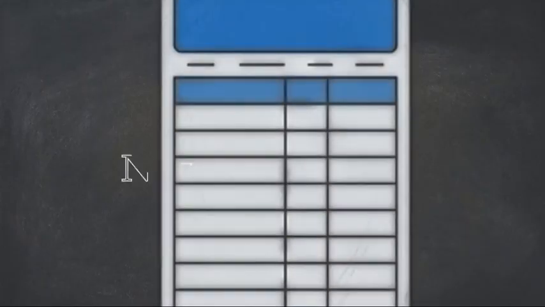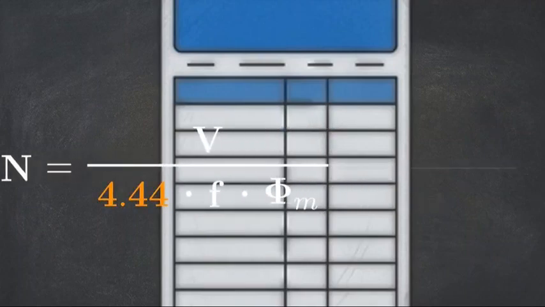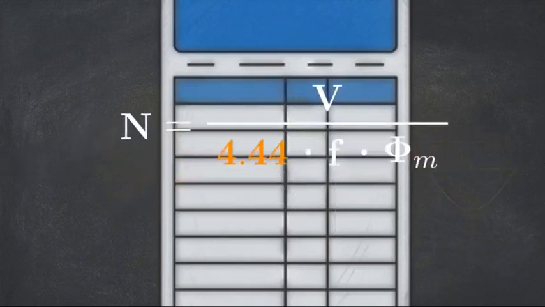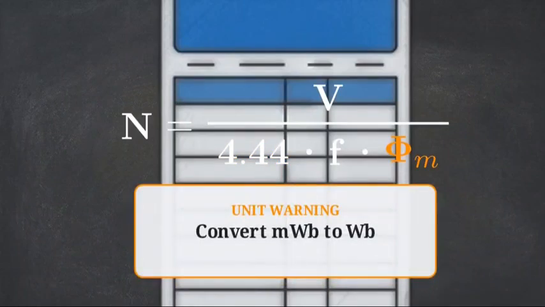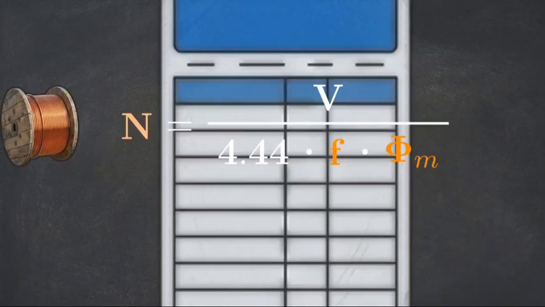Let's look closely at the denominator, starting with that specific number, 4.44. That value is a mathematical constant derived directly from the geometric shape of a standard alternating current sine wave. Next is the maximum magnetic flux, represented by psi m. Specification sheets often measure this in milliwebers, but the formula requires you to convert that value into base webers before you begin the calculation.